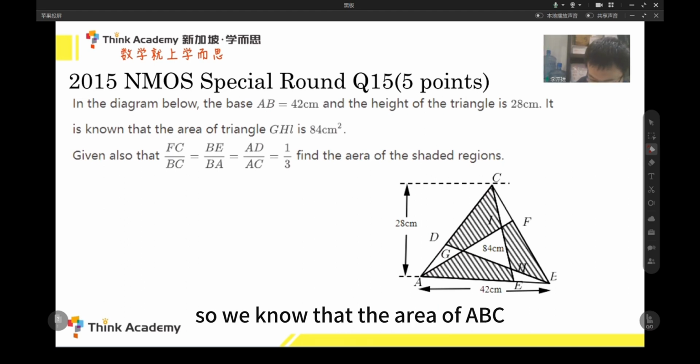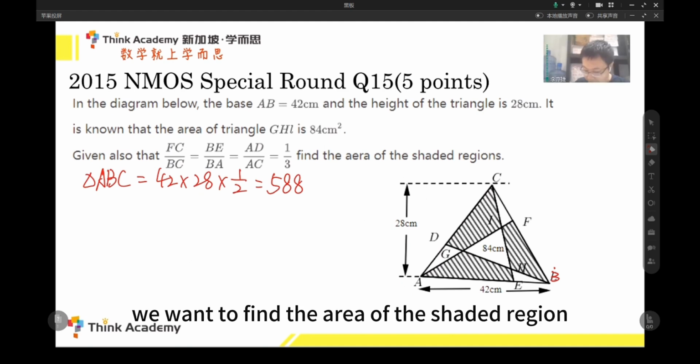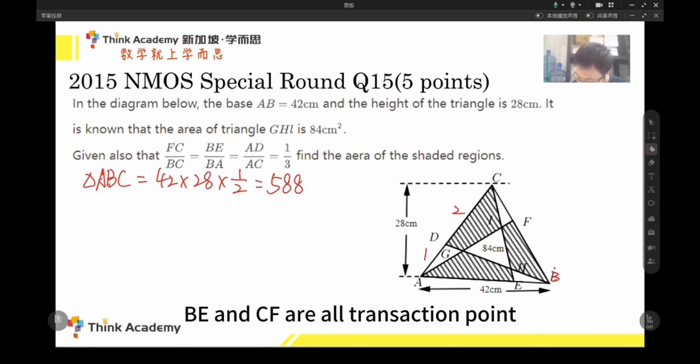So we know the area of ABC, right? Actually this is B here, no, this is B here. So ABC should equal 42 times 28 times a half. Maybe we calculate it. It is 588. Okay, then we want to find the area of the shaded region, knowing that AD, BE, and CF are all trisection points.